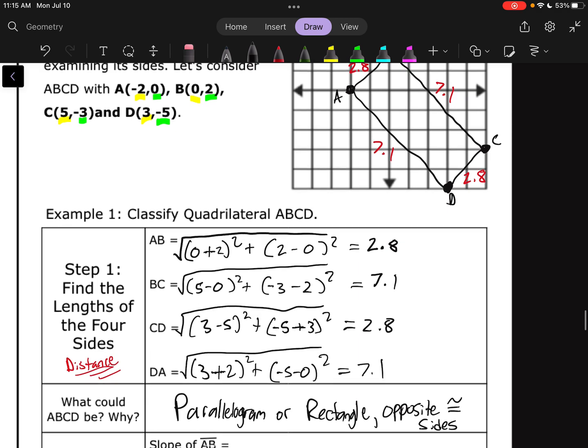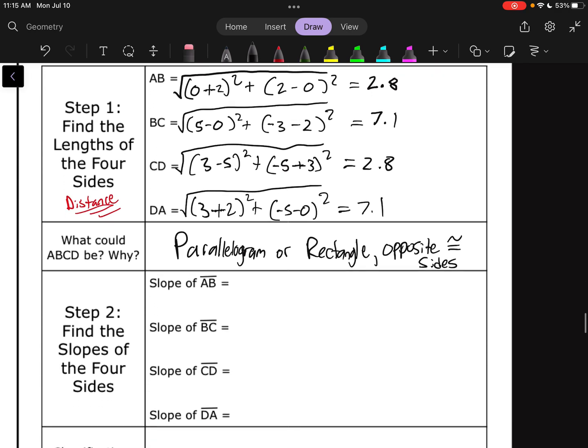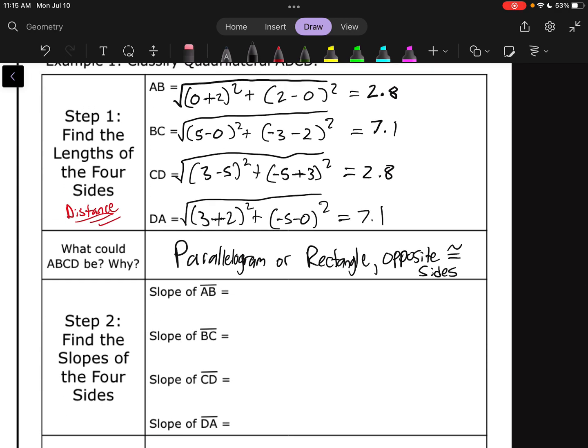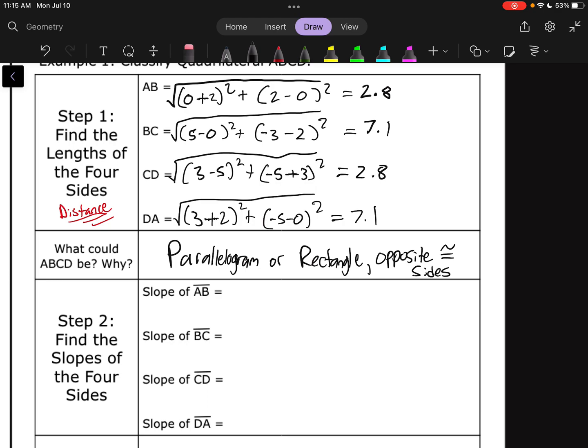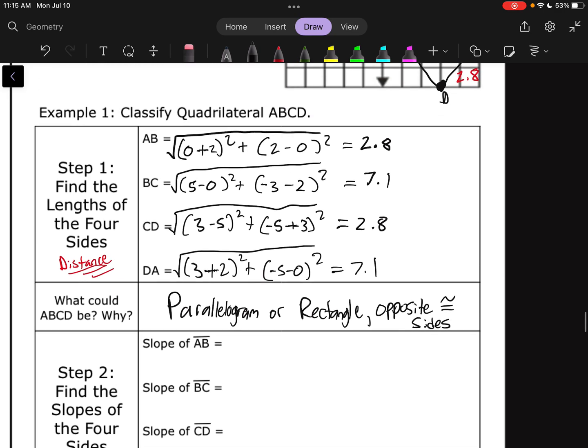Now, how are we going to be able to tell which one it is? How are we going to be able to tell if this thing is a parallelogram or if it is a rectangle? Well, the difference between those two is that the rectangle has right angles, right? So how do we tell if there are right angles? Well, we need to look at the slopes of the sides, okay? By examining the slopes of the sides, we'll be able to figure out if these lines are perpendicular or not, because remember, perpendicular lines have opposite reciprocal slopes.